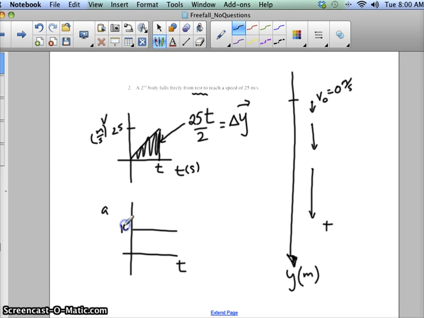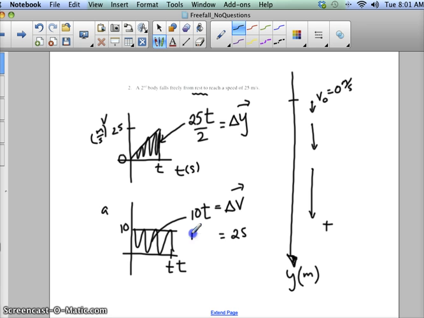Our acceleration is 10, and this area, we don't know t, so that area is going to be 10 times t, and that's our change in velocity. Now, we know our change in velocity because our object starts at 0 meters per second, starts from rest, and reaches a velocity of 25 meters per second. So our change in velocity is 25. And so now we can find t. T's got to be 2.5 seconds.